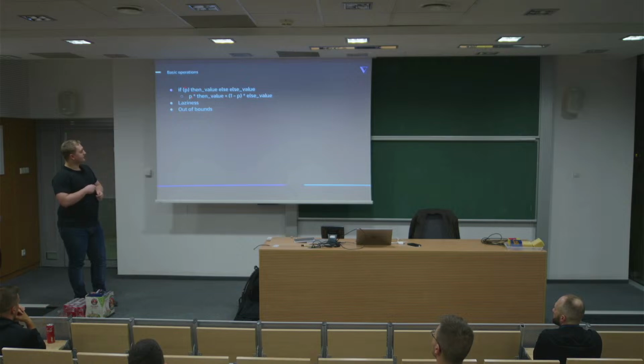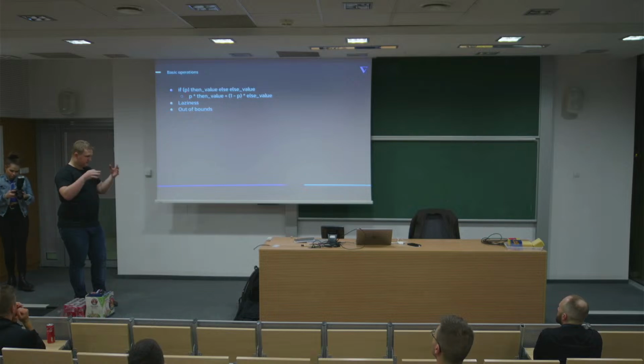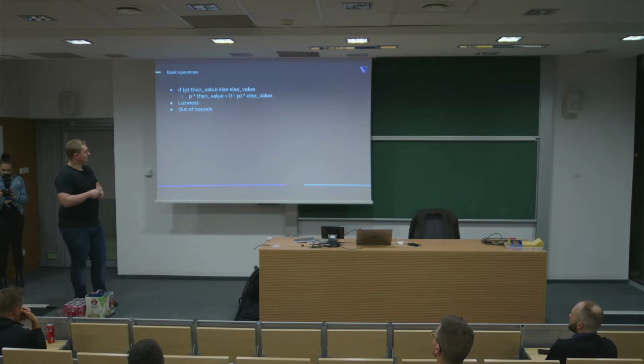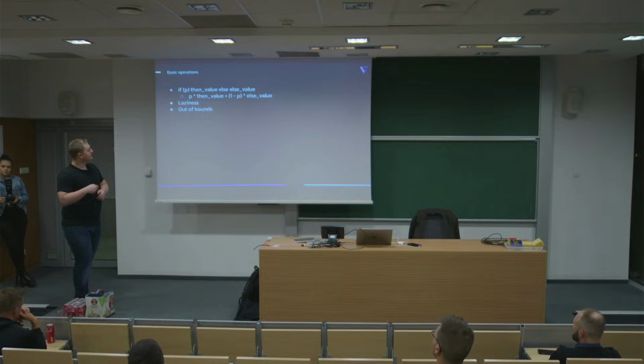So this is the predicate, p. We compute the Boolean value of the if, and we get 0 or 1, and then we multiply the then value by p, and the else value by 1 minus p. So if p is 0, then we get 0 multiplied by the then value, plus 1 multiplied by the else value, so we get only the else value. And if p is 1, then we get only the then value.